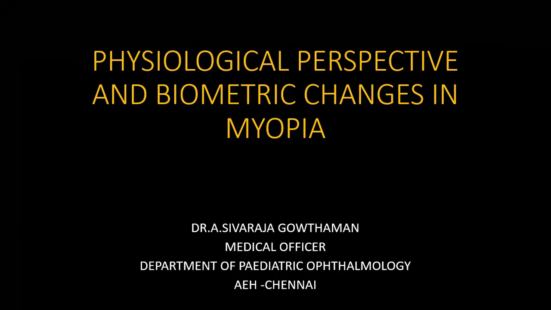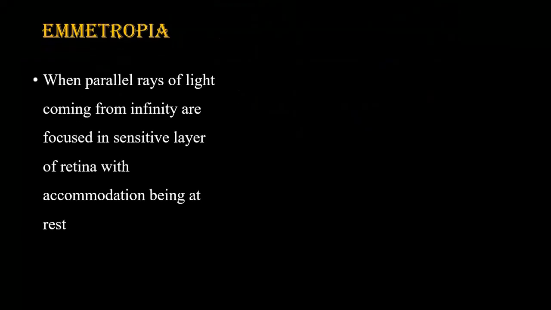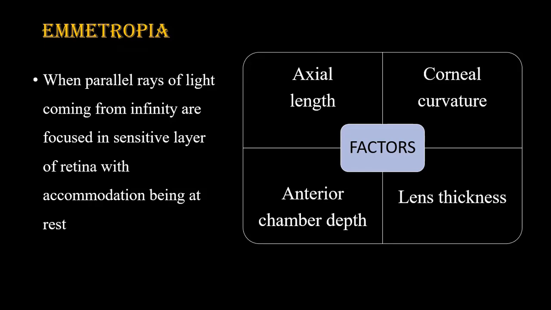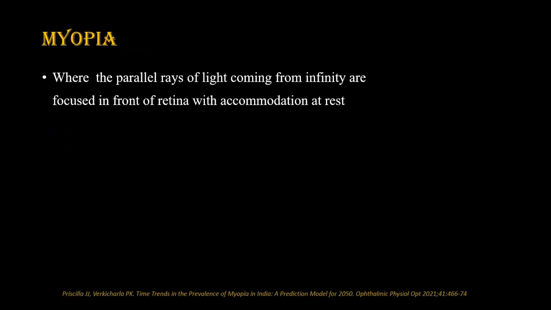Topic for today's talk will be on physiological perspective and biometric changes in myopia. Before going to physiological aspects, we'll go into certain basics. Emmetropia is when parallel rays of light coming from infinity are focused on the sensitive layer of retina with accommodation being at rest. The factors which help in emmetropization during growth are axial length, corneal curvature, anterior chamber depth, and lens thickness. And coming to myopia, when parallel rays of light coming from infinity are focused in front of retina with accommodation being at rest.